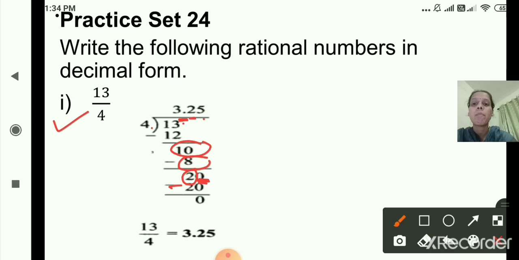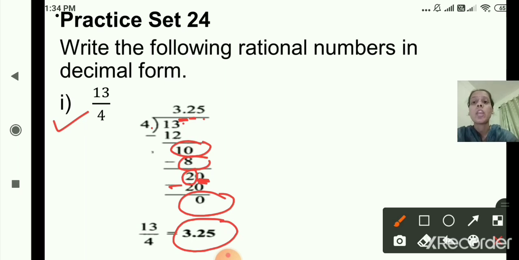Now do the subtraction. What is the remainder? Yes, the remainder is 0. So what is the answer? 13 upon 4 is equal to 3.25. Okay. Now here in the remainder we are getting 0.